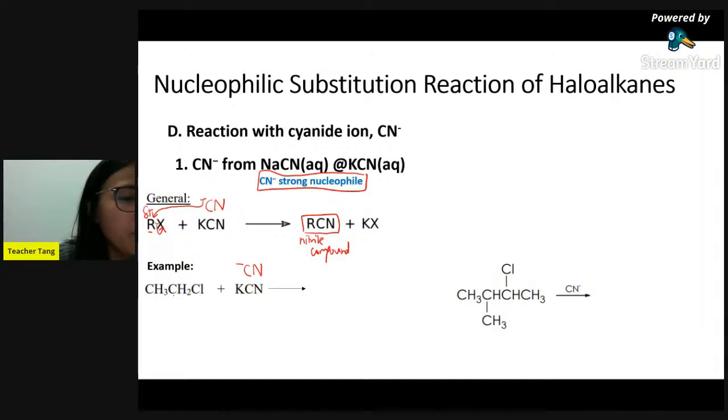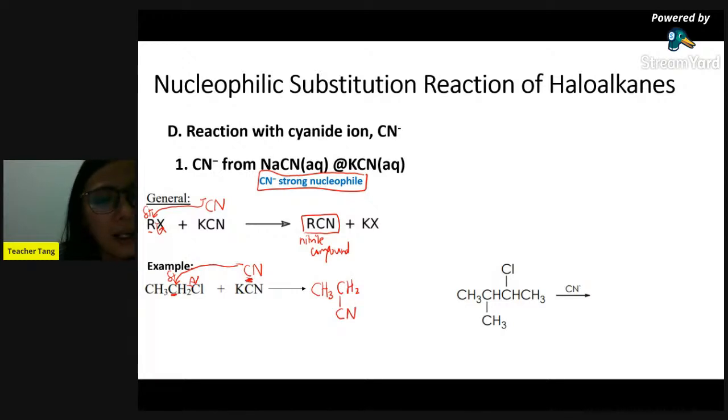So, and this is the carbon in your haloalkane that is partially positive charge. So the cyanide ion will attack the carbon that is partially positive charge, kicking out the halogen. After that, this carbon will be bonded to the carbon of the cyanide ion. So CH2, and then bonded to CN. That is your nitrile compound. And then your byproduct will be KCl.